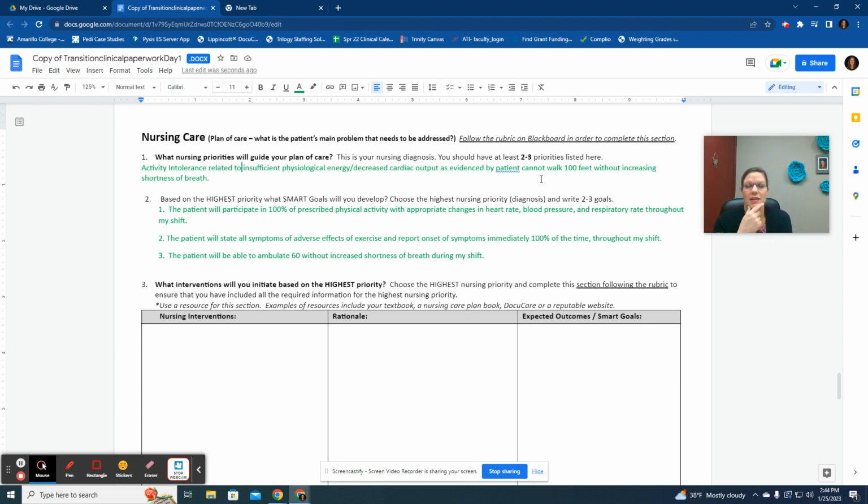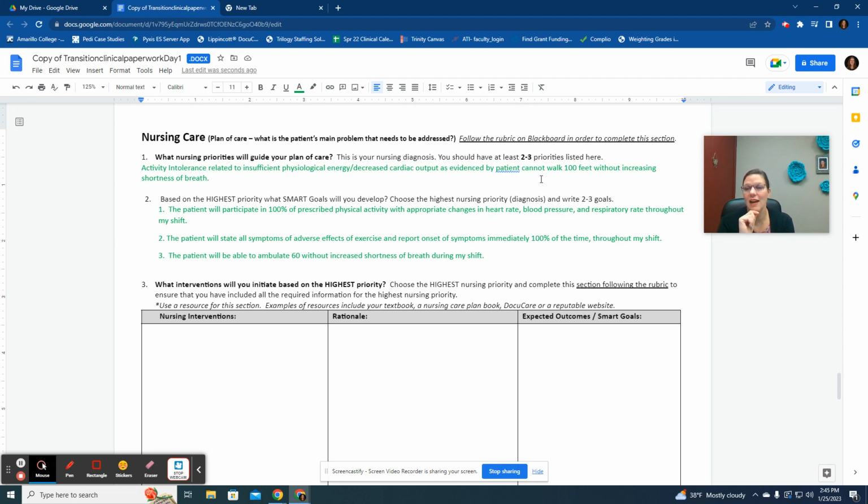Number two here asks for my SMART goals. And so I used my Ackley textbook, and it had some listed client outcomes, and I did follow those, and I made them as measurable as I possibly could. Okay, so it says here, number one, the patient will participate in 100% of prescribed physical activity with appropriate changes in heart rate, blood pressure, and respiratory rate throughout my shift.